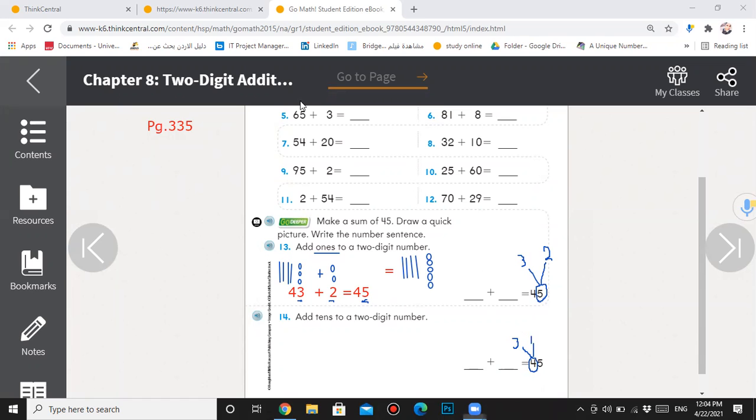Should I write here 43 plus 2? It's up to you. You can do whatever you want. Maybe 41 plus 4. Maybe 40 plus 5. It's up to you. I decide to try 3 and 1. Let's see. So we're going to take 3 tens and 1.